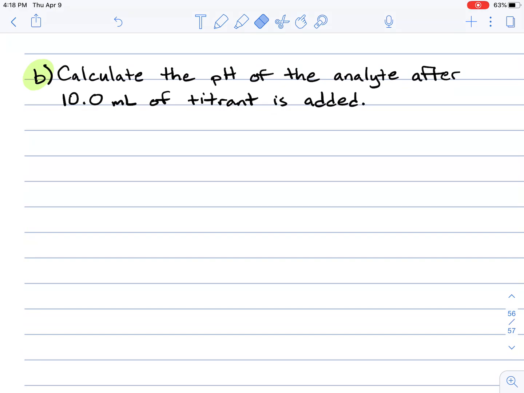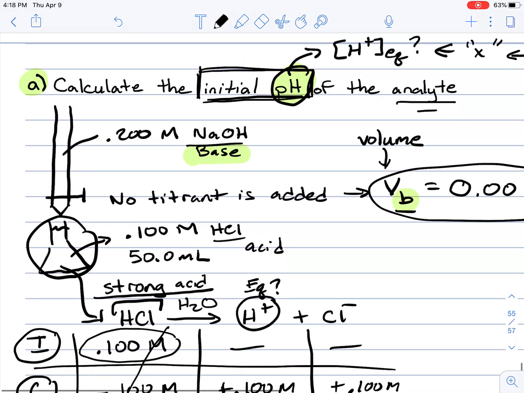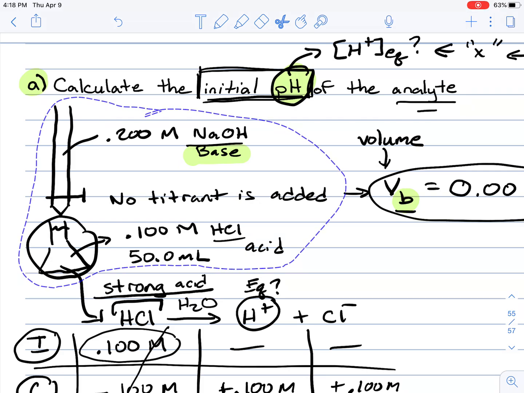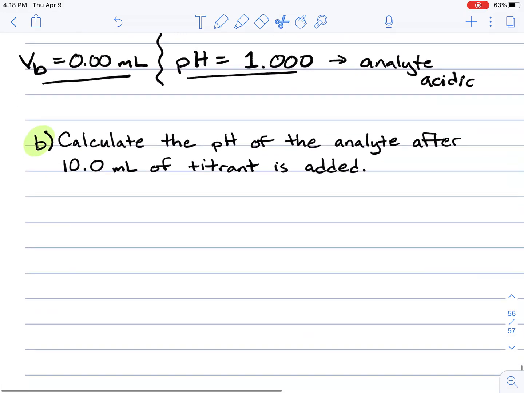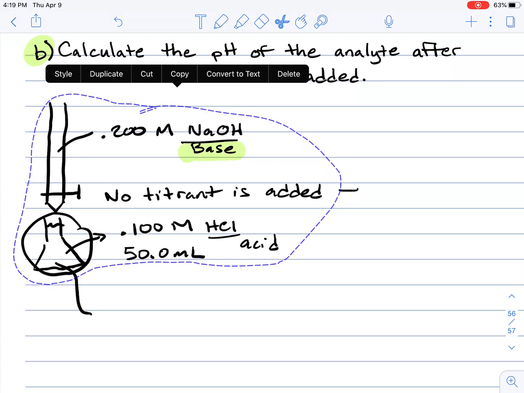All right. So we're going to calculate the pH of the analyte after 10 milliliters of titrant is added. Now, when you're doing these types of calculations, you guys are going to work within that question. So even though these are like successive additions in real life, when you guys are doing these problems by hand, you guys are just going to use the values that the problem is currently giving you.